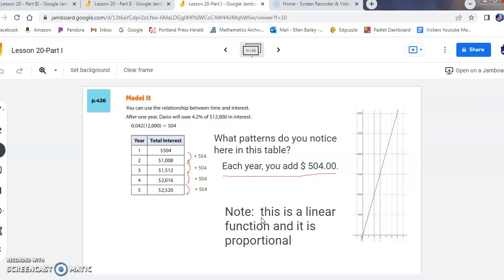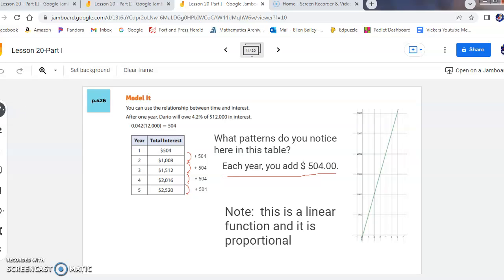I just want to say this as an aside because this is going to be coming up. This is a linear function and it is proportional. I know it's linear because it graphs to make a straight line. It's proportional because it goes through 0, 0. So that's one reason.